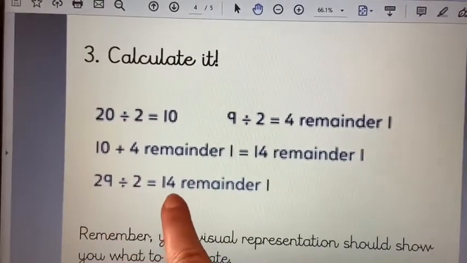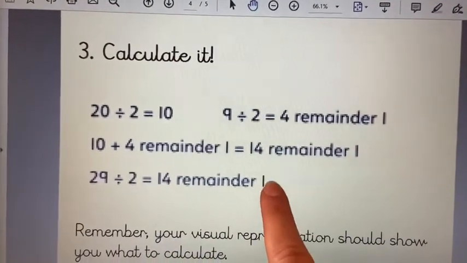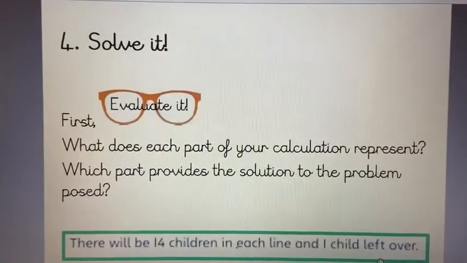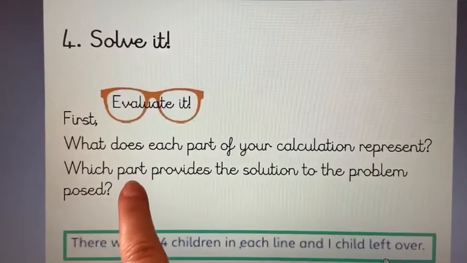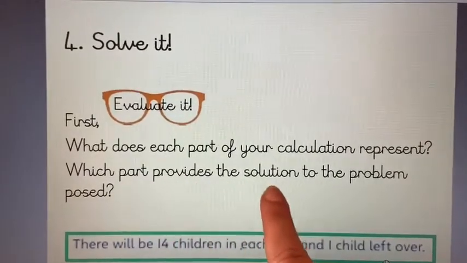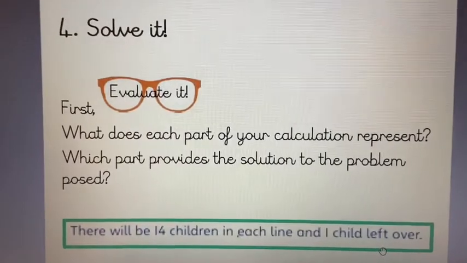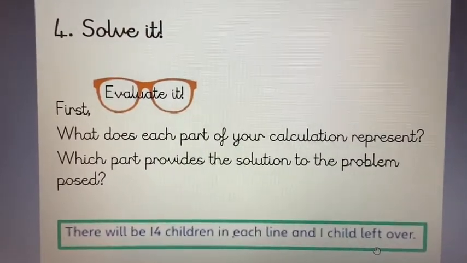And this shows me that there were 14 in each line, but there was 1 person left that did not fit into the equal lines. So once I've made sense of the calculation, I can then choose which part of that provides the solution to the problem that I posed initially. So here you can see my solution. There will be 14 children in each line with 1 child left over.